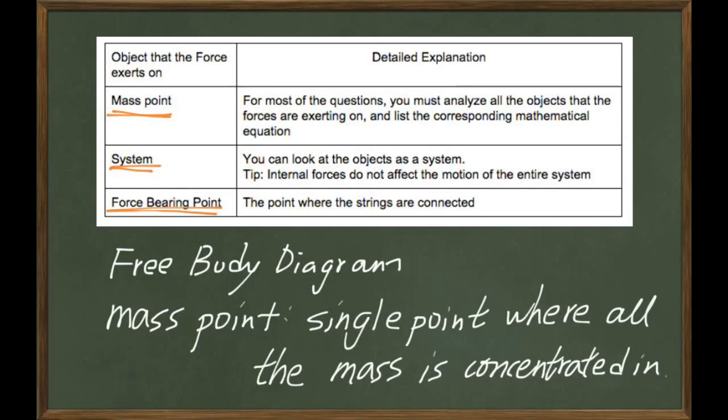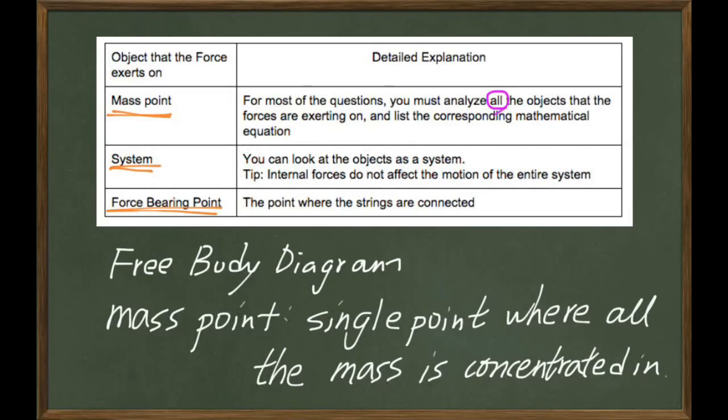Now let's look at the detailed explanation for mass point. It says that for most of the questions, you must analyze all the objects and list the corresponding mathematical equation. What is the key word in the sentence? Here, I would like to ask everyone to find the key word in this sentence. I would suggest you pause this video for a moment and look at this sentence carefully. Try to understand what it is trying to convey and then try to find a key word. I'll give you a second to think about this. Alright, the key word in this sentence is the word all.